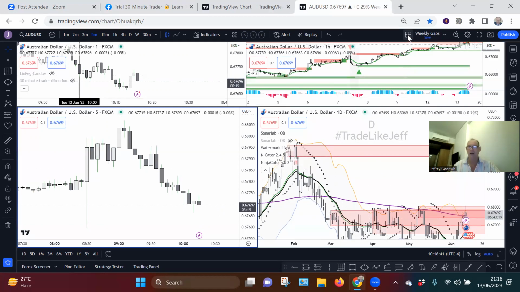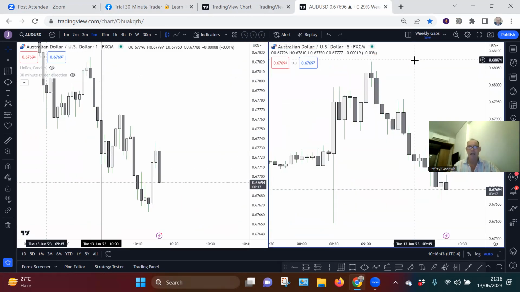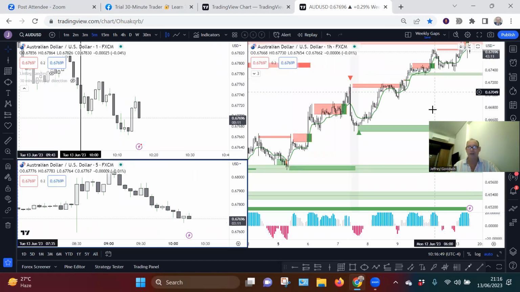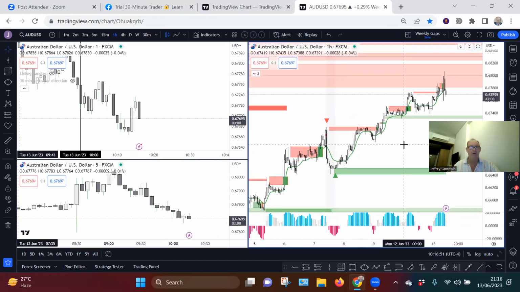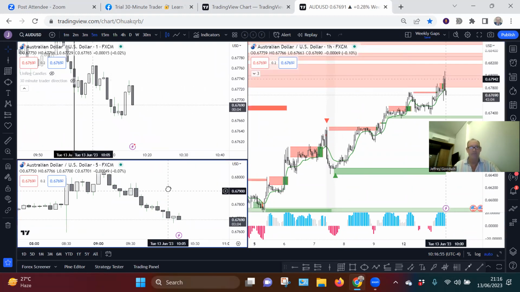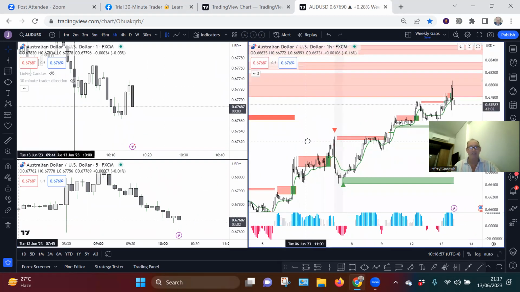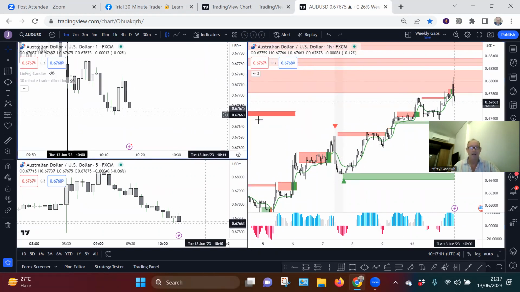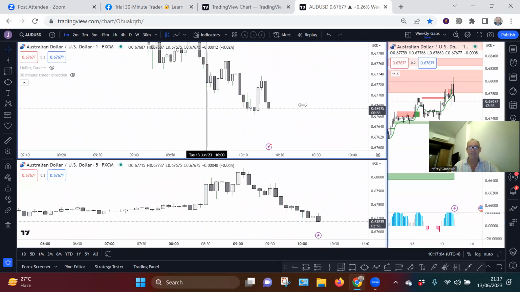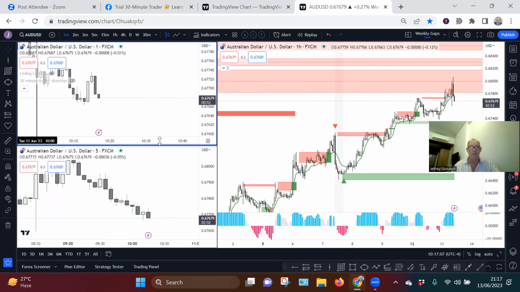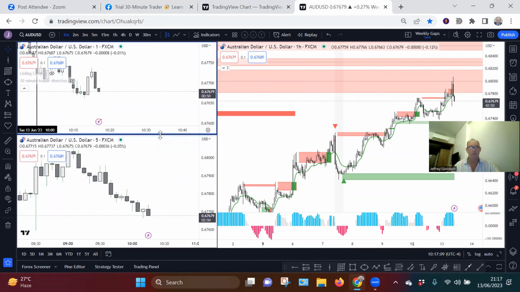I've got an older one. I prefer 2 or a maximum of 3, where I have one larger screen on here, like an hour or a 15, and I'm using maybe a 1 or a 5 for an entry, something like this. And with the new TradingView, you can manipulate this. They've upgraded it so you can do all this. It makes it a lot more fluid and flexible.